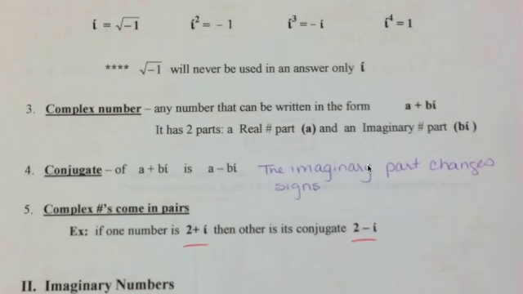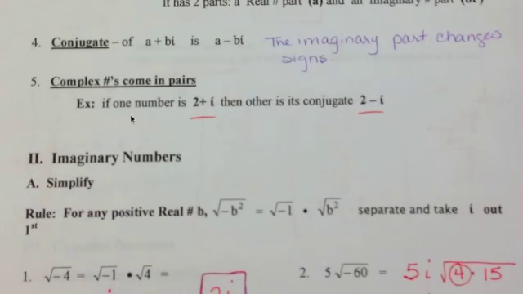Okay, a complex number is any number that can be written in the form a + bi, where a is the real part and bi is the imaginary part. The conjugate of a + bi is a - bi, and again, this is the conjugate of that. So only the imaginary parts change signs. If it was negative, it becomes positive, and if it is positive, it becomes negative. Again, complex numbers come in pairs. They come as conjugates. This is a conjugate of this, and this is also a conjugate of this right here.